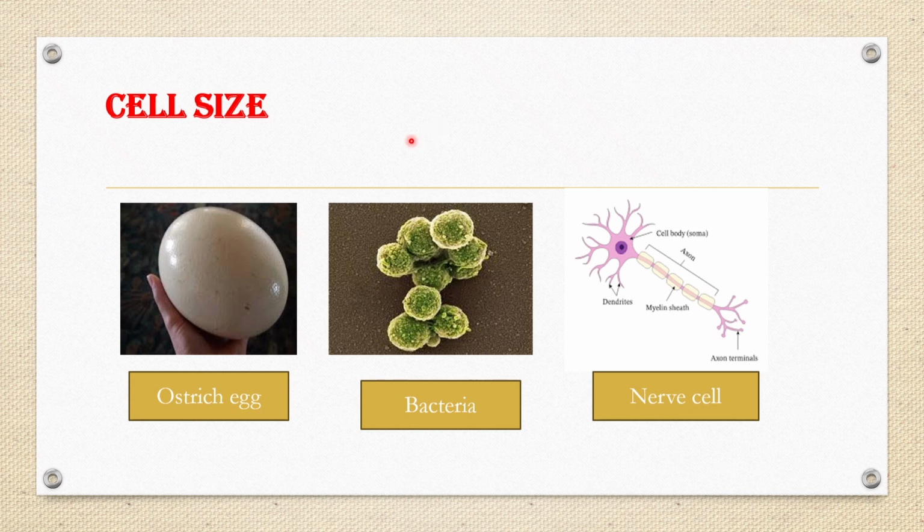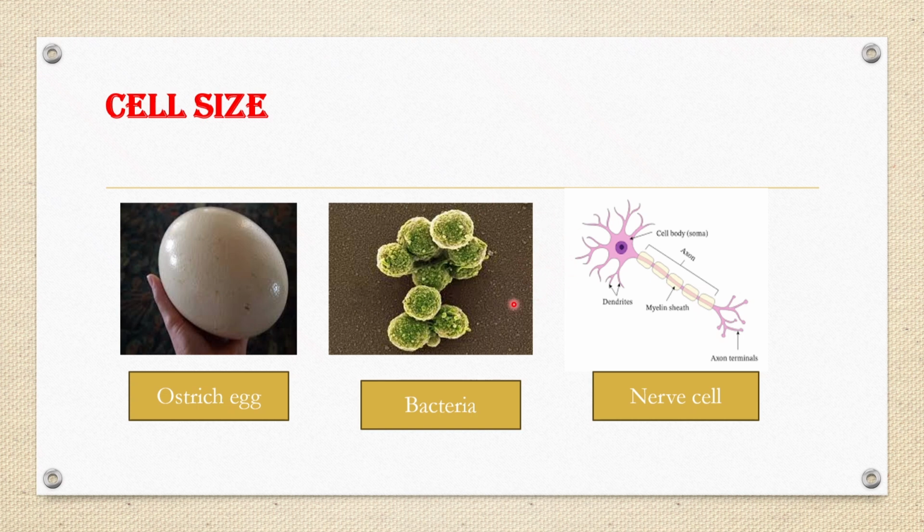Let's understand about cell size. Cell size means how big or small a cell is. Even though cells are very tiny, they have different sizes depending on their work, depending on their job. Understood? They are very small, so we need to observe them with the help of a microscope because they are microscopic. We are not able to see them with our own eyes.